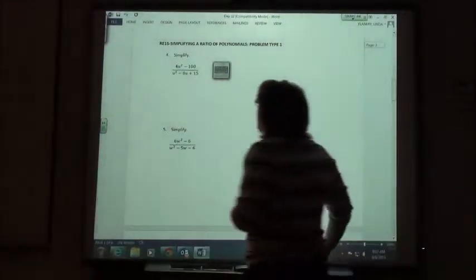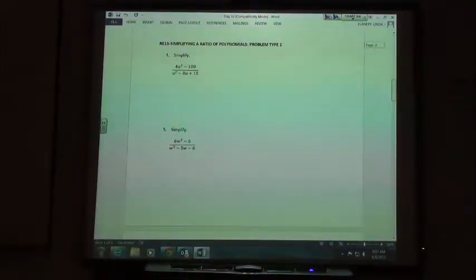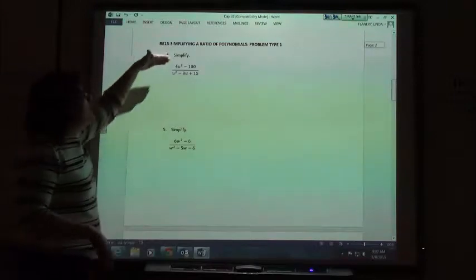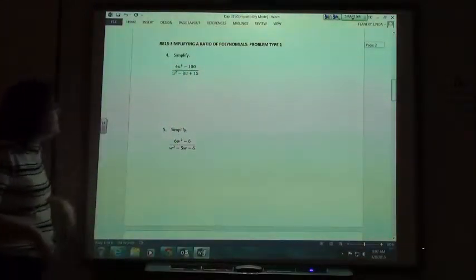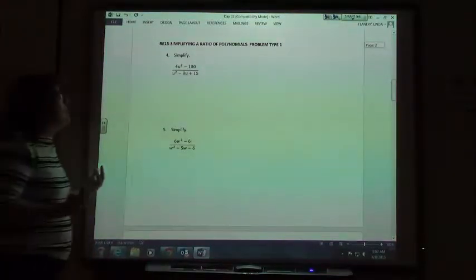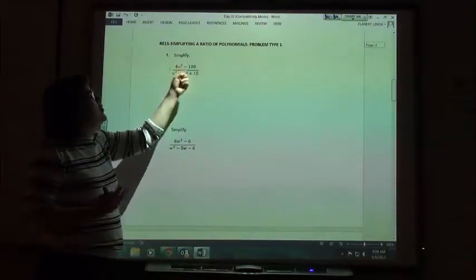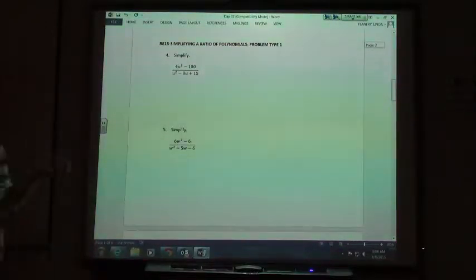So numbers 4, 5, and 6 want us to simplify a ratio of polynomials. Ratio is another word they use for a fraction, just like a rational number is a fraction. A ratio of polynomials: I've got a fraction, polynomials on the top and on the bottom. If I'm going to simplify it, I need to factor it out so that I can cancel out my common factors. So when you did factoring with Jane, the first thing you did is you look for a greatest common factor. Is there something common to all of the terms in the polynomial?